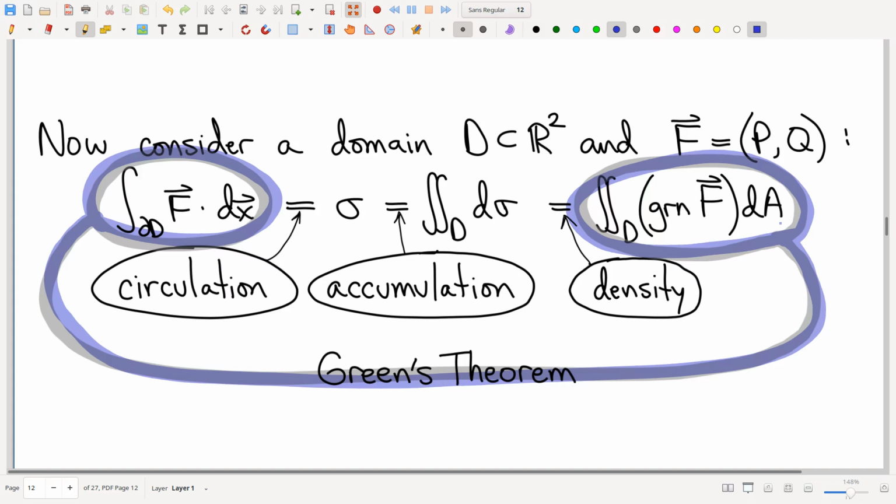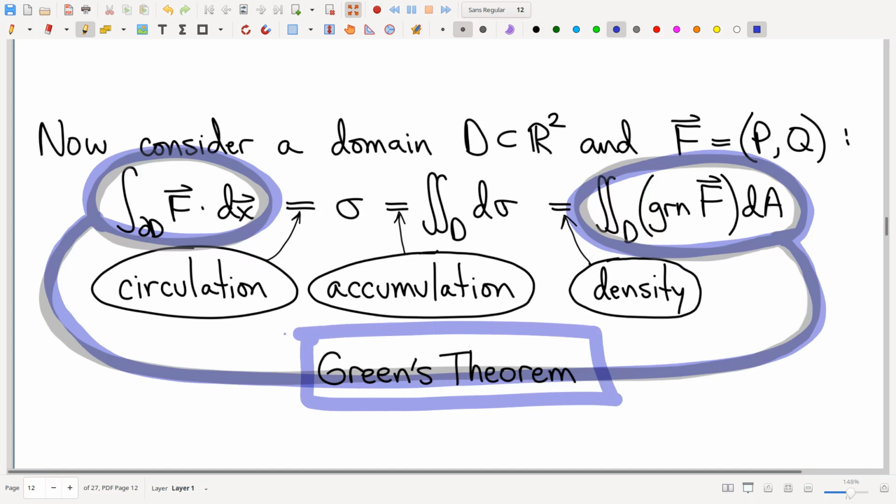And this, I find, my personal self, this is the most satisfying way to think about it. That it's true because we're talking about an accumulating quantity with an associated density. And we can add up circulation by integrating circulation density, just like we can add up and get total mass by doing an integral of mass density. Same idea. Okay, and this is called Green's theorem.